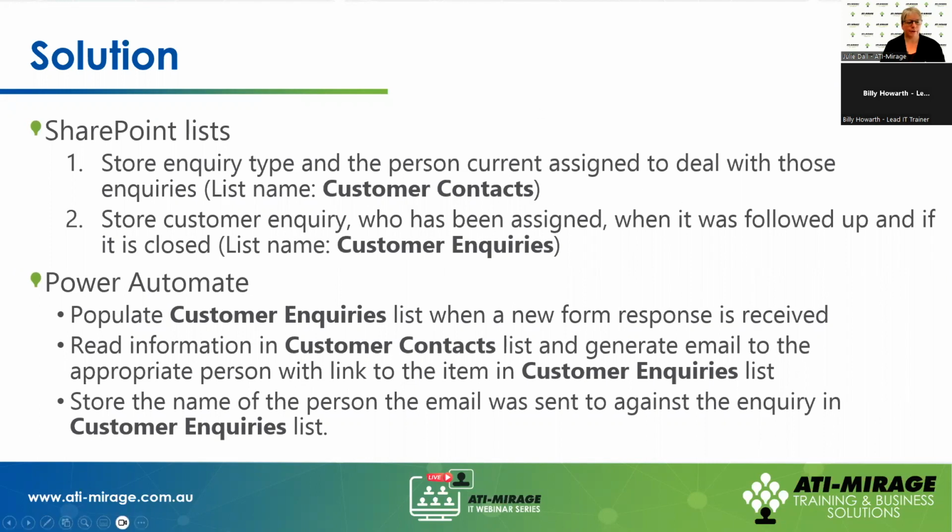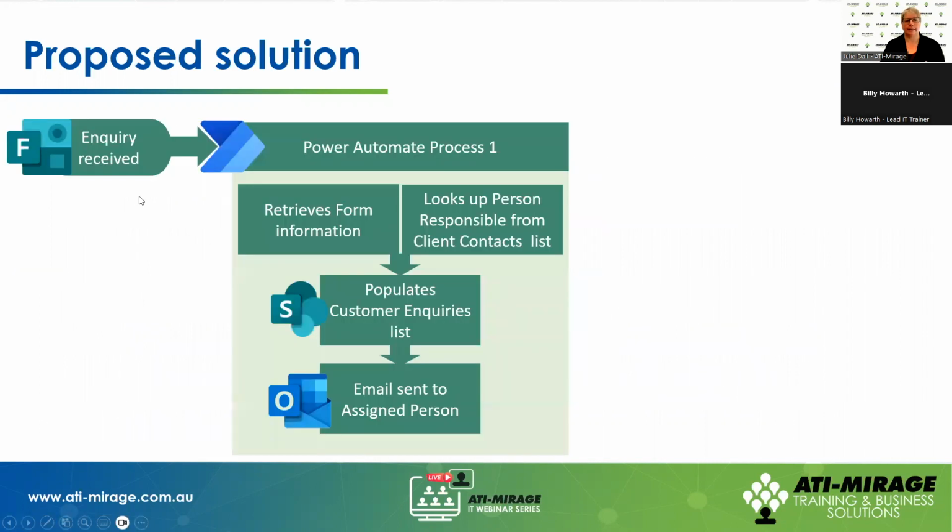A graphical view of this looks like this, where the form inquiry is received, and you can see that the Power Automate process retrieves the form information and populates the customer inquiries list, looks up the person responsible from the client contacts list and populates it, and then sends an email to that person. And that's for the first part of the process.